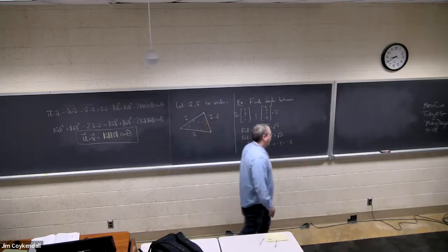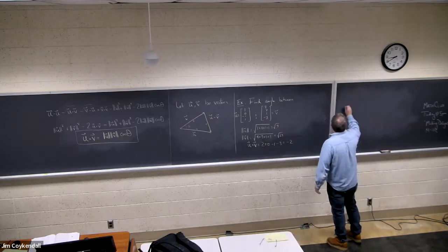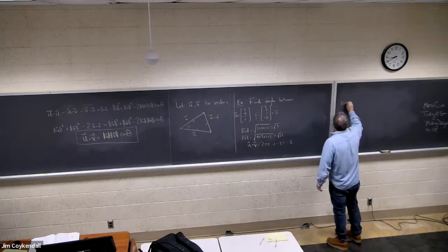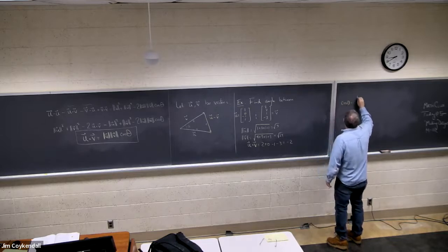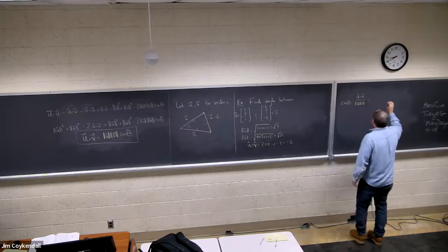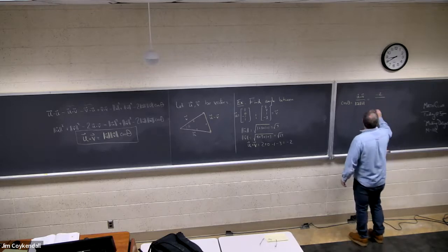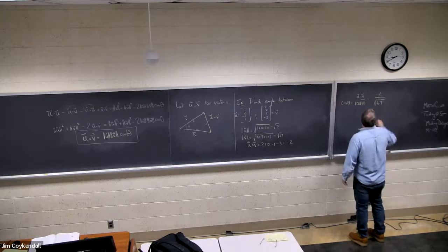So, what is the angle between them? Cosine theta is u dot v over the length of u times the length of v, which in this case is negative 2 over the square root of 69.